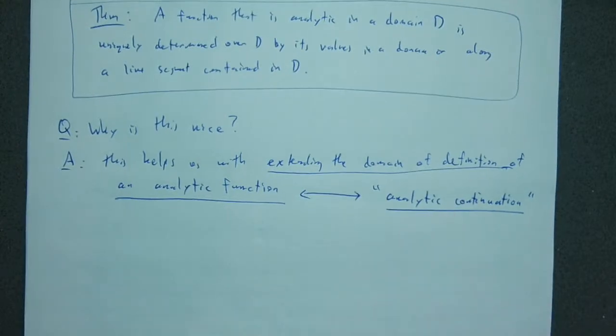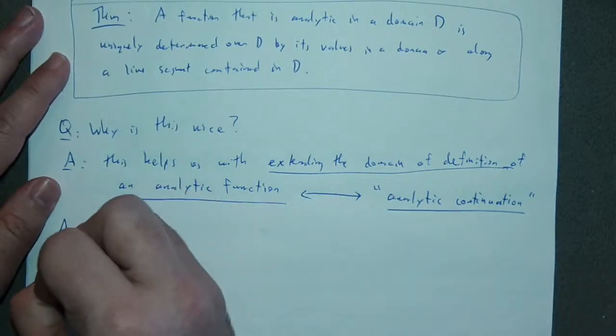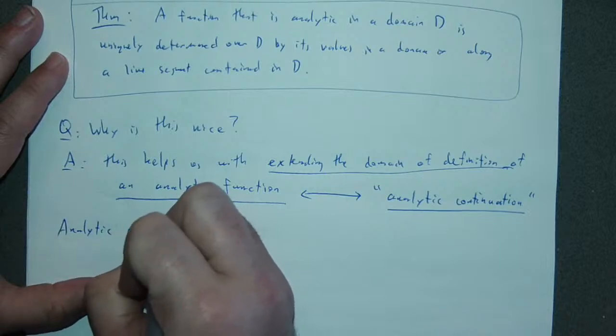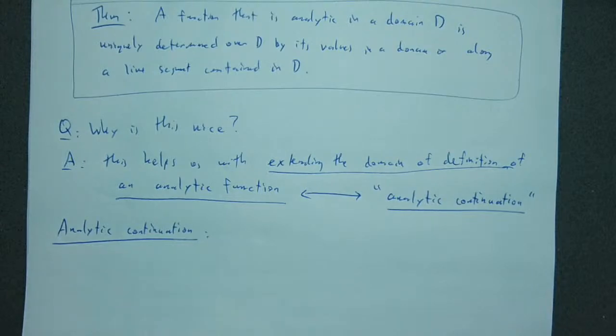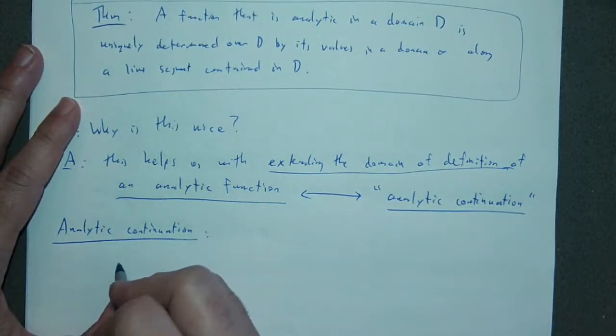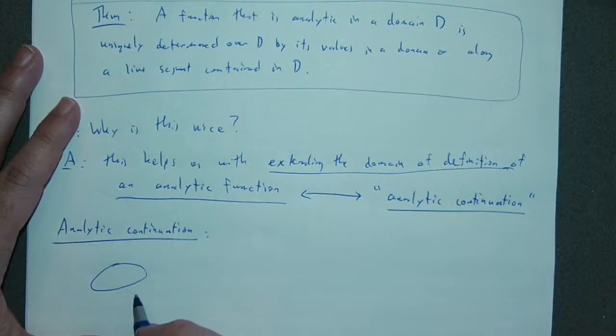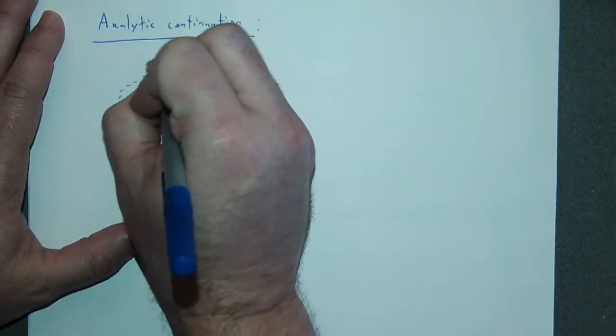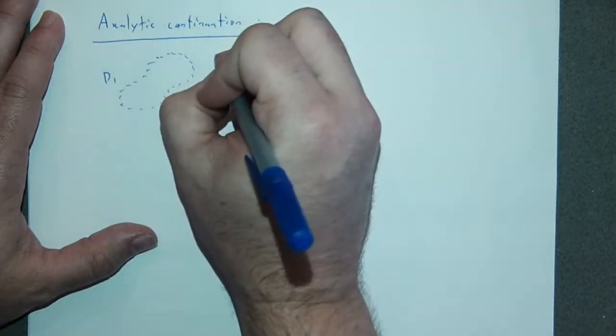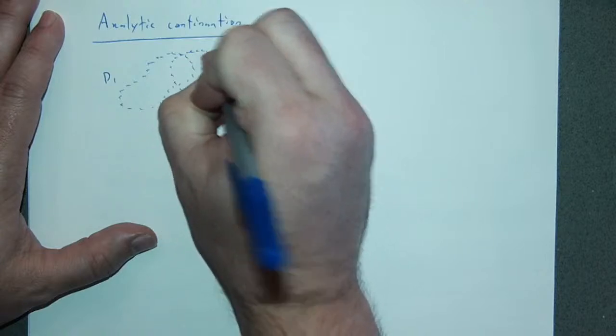So what is analytic continuation? How does it work? The idea is the following. Let's say that I have two domains, say D1 and D2. I need more room anyway, so let me draw a picture of how this works. I have some domain D1 and I have another domain, say D2.